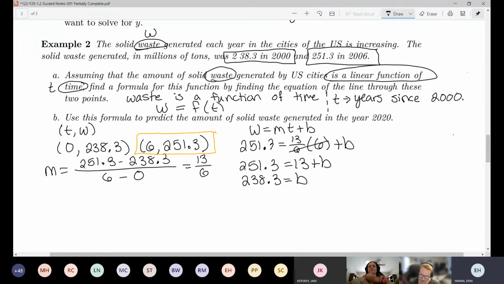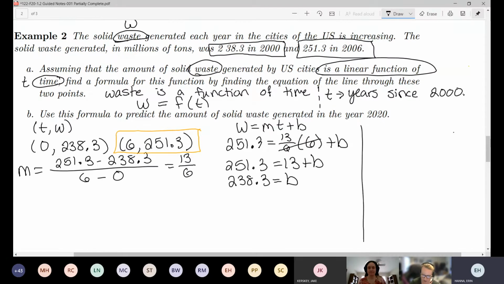All right, so we found our b value, and I noted before that a lot of times people just like to stop here and think they're done, but you're not. Once I have my b value, you then actually have to write out the actual equation. And the actual equation would therefore be w equals our m value of 13 over 6 t plus 238.3.